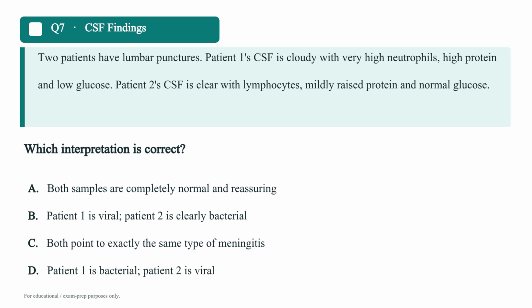Option B. Patient 1 is viral. Patient 2 is clearly bacterial. Option C. Both point to exactly the same type of meningitis. Option D. Patient 1 is bacterial. Patient 2 is viral meningitis. Pause here and choose your answer.